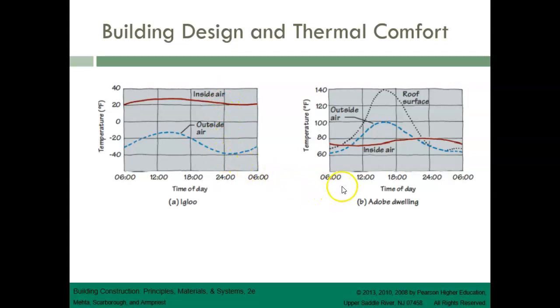Whereas in the adobe dwelling, the inside air remains somewhat consistent between 70 and 80 degrees. But take a look at the roof surface temperature at approximately 4 p.m. in the afternoon. It peaks out at 140 degrees, and that energy is then stored in the thermal mass of the building, and it really does not release until later on in the evening. So as the outside air temperature gets cooler, the energy or the heat that's stored up in the mass of the adobe structure is released in the evening.